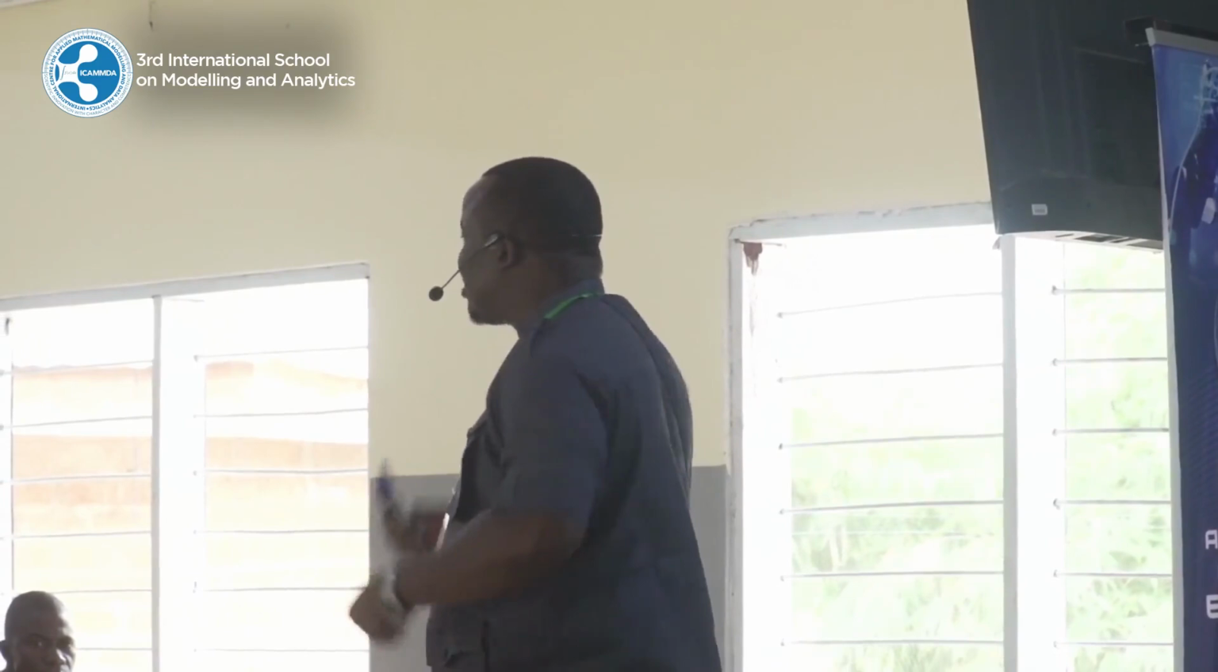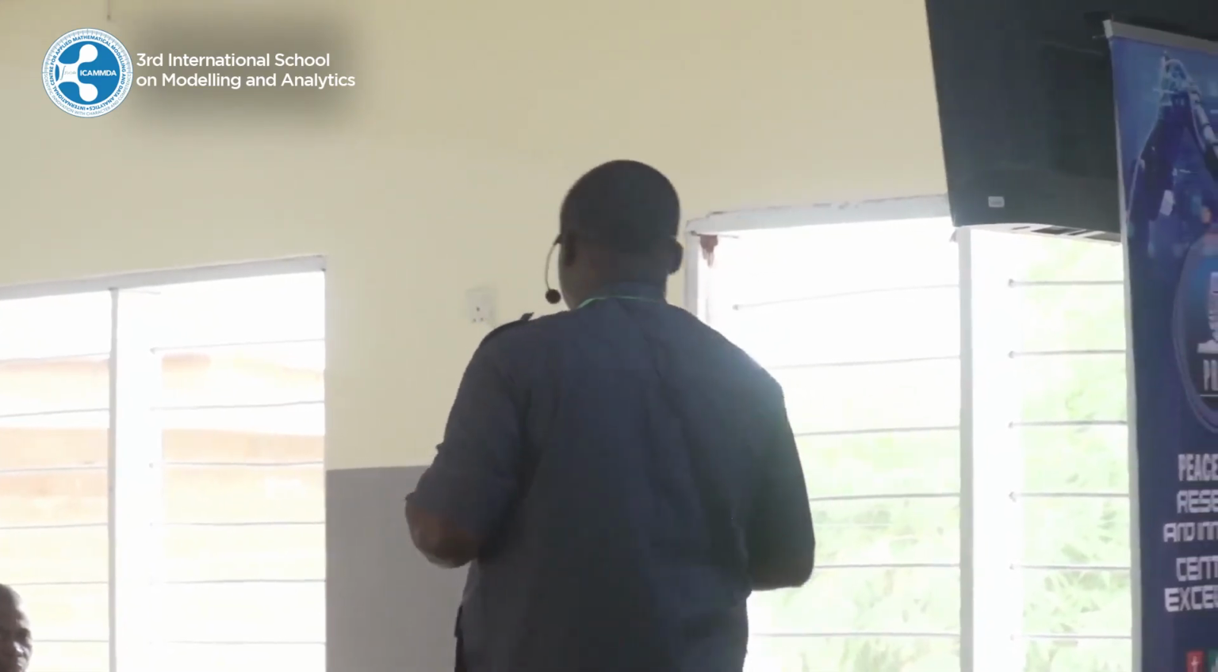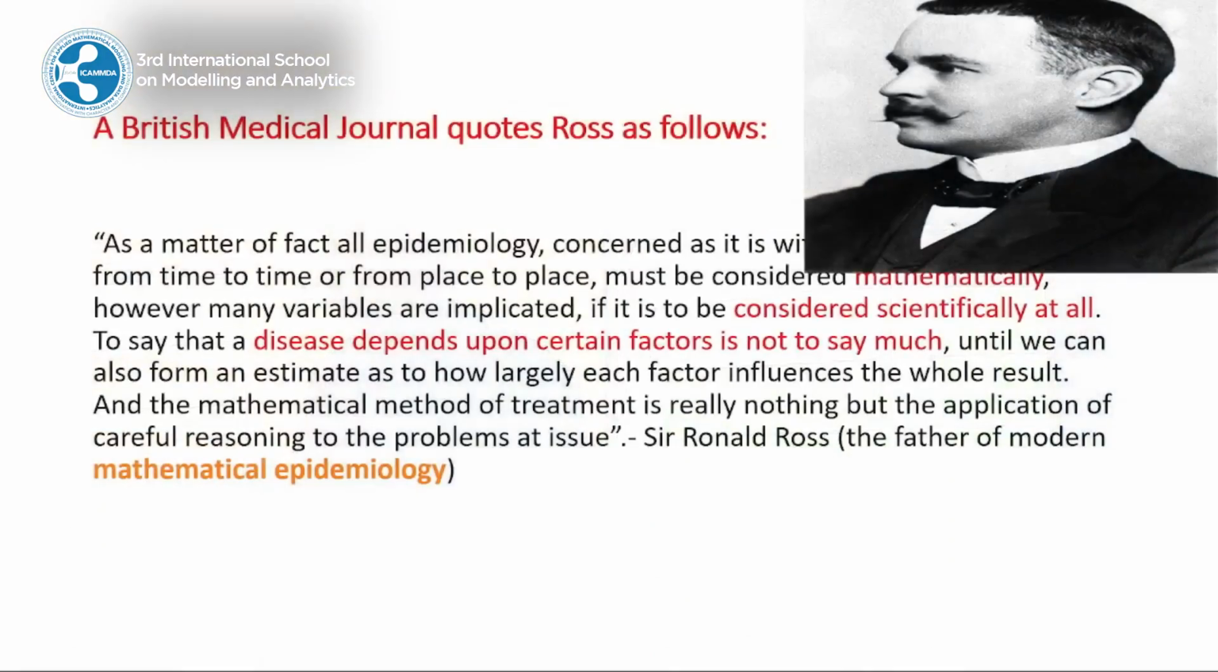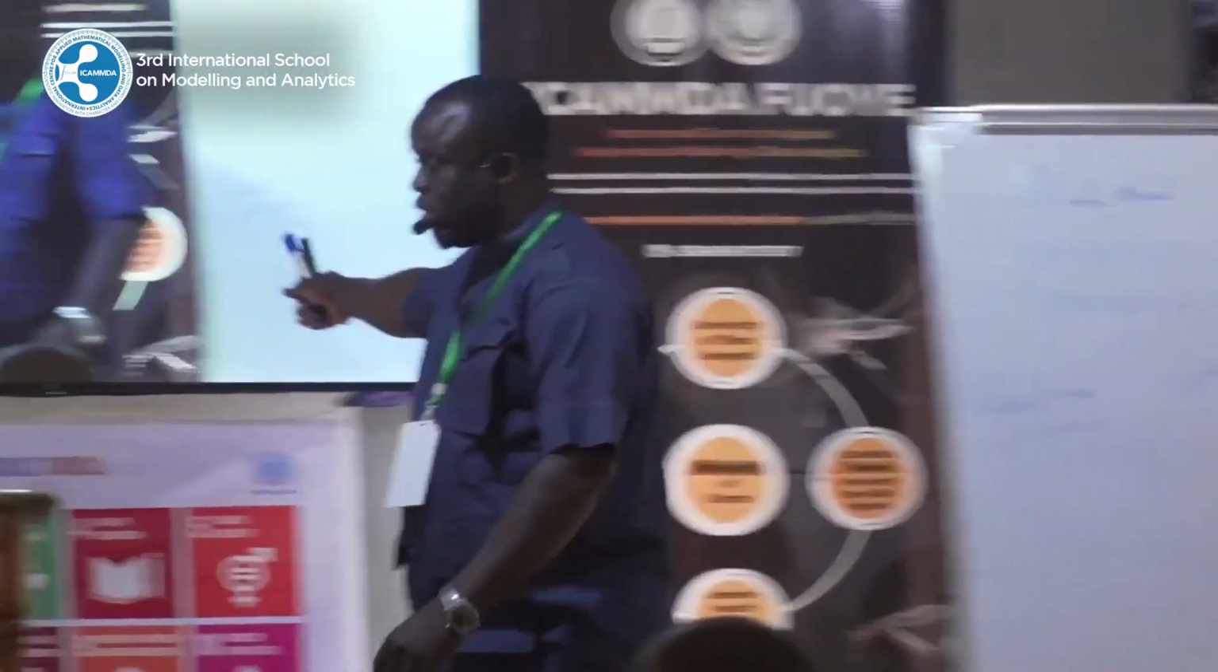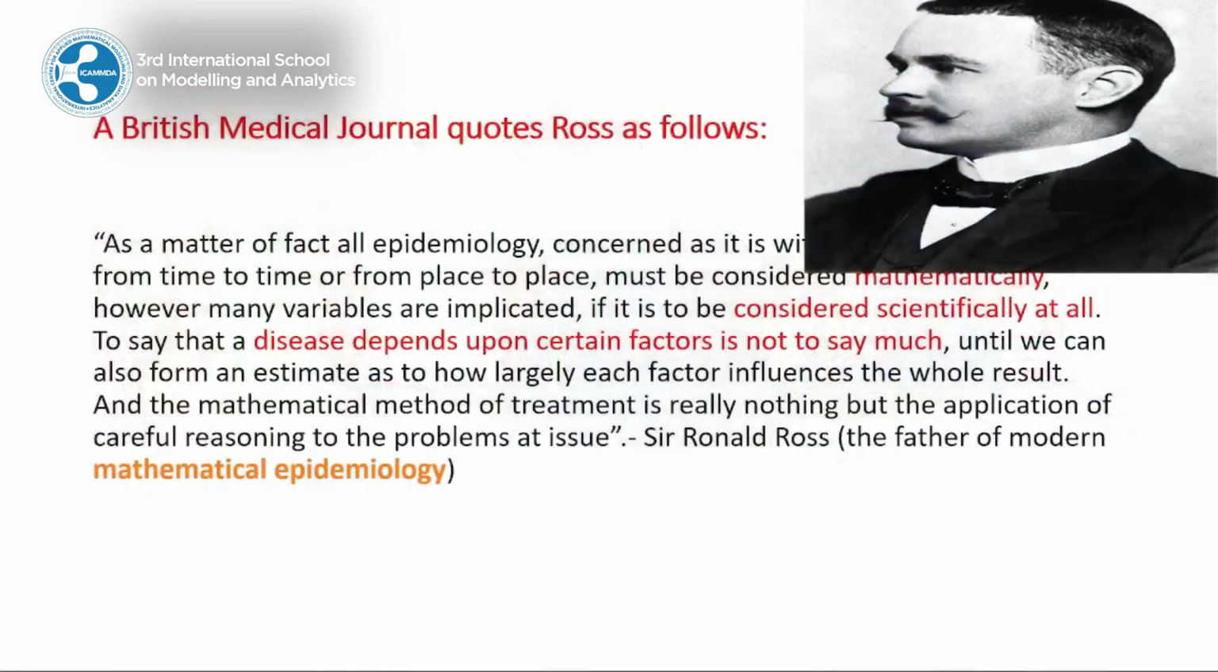So that's the problem. Just like what Daddy said yesterday, the mathematical modeler is completely out of the society. You are just there in one space doing your own thing, and the whole society is doing their own. You are not relating. That's why we are saying the quantitative approach is very important. And that was what Ross was talking about, that the mathematical method of treatment is nothing but careful reasoning. So careful reasoning is more important in this matter than mathematical rigor when it comes to application. Let's move on.